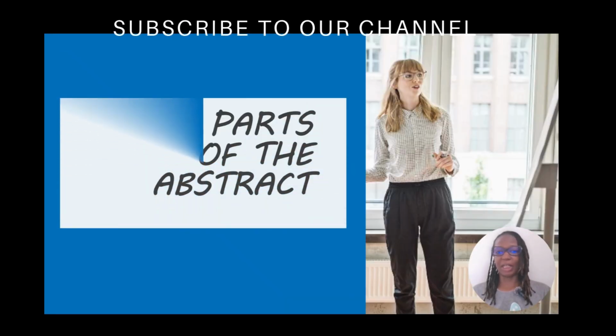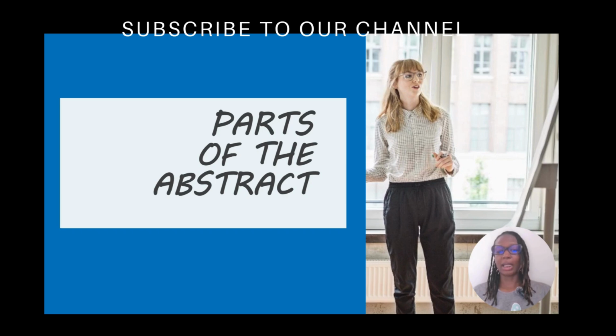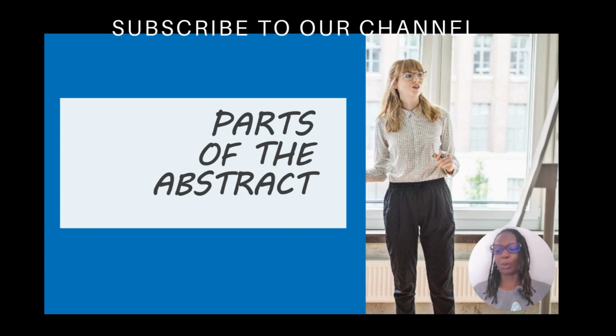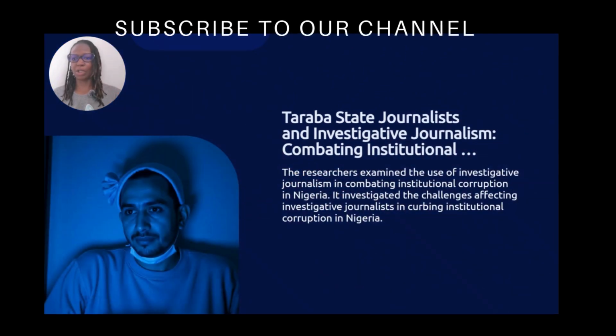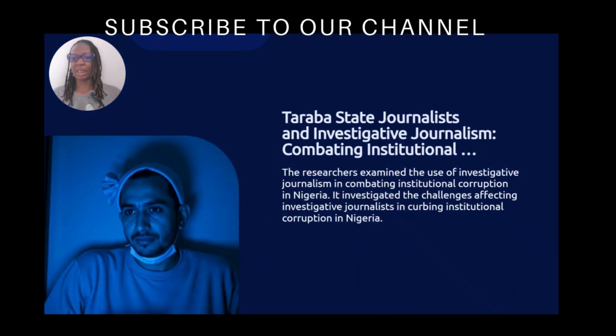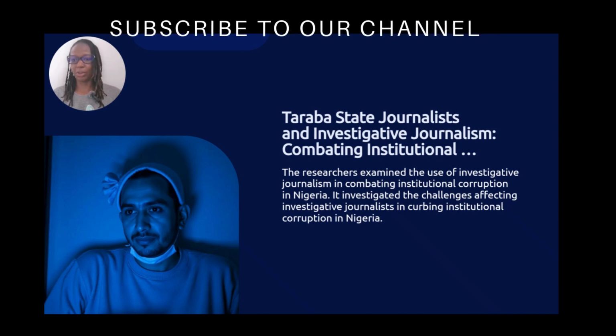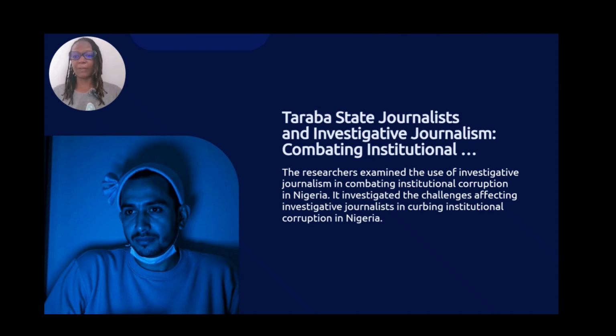What are the parts of the abstract? We'll review this abstract to see the parts of what was presented in it. We start by saying that the researchers examined the use of investigative journalism in combating institutional corruption in Nigeria. It investigated the challenges affecting investigative journalists in curbing institutional corruption in Nigeria. Okay, so this goes straight to the objective.